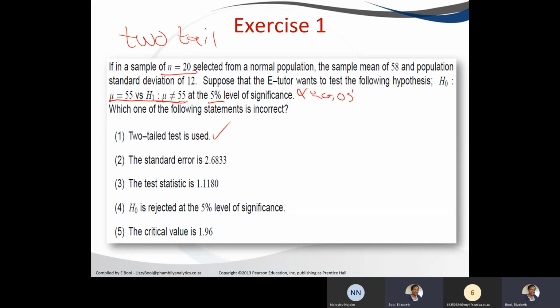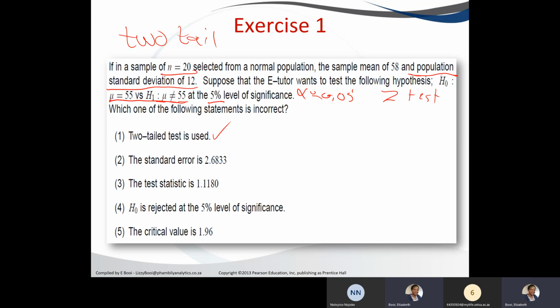Our n is 20. Step number 3, state what kind of test we are doing. We are told the population standard deviation is 12. Therefore, we are doing a Z test statistic. So Z test, that's what we are doing. Step number 3, we stated what test we are doing.